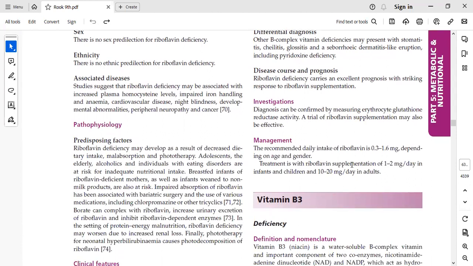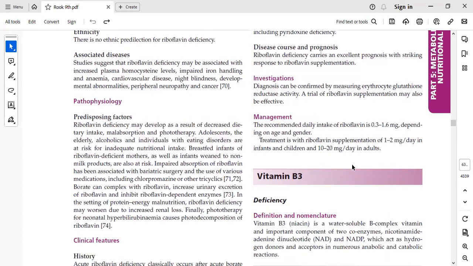Regarding investigation, we send the erythrocyte glutathione reductase activity, which is going to be low in case of deficiency. Management: the recommended daily intake is 0.3 to 1.6 milligrams. If we are treating an infant or child with vitamin B2 deficiency, the dose is 1 to 2 milligrams per day. And in adults, it's 10 to 20 milligrams per day.